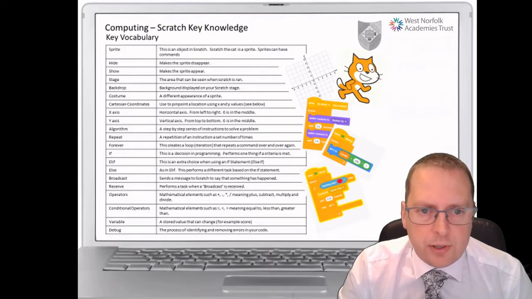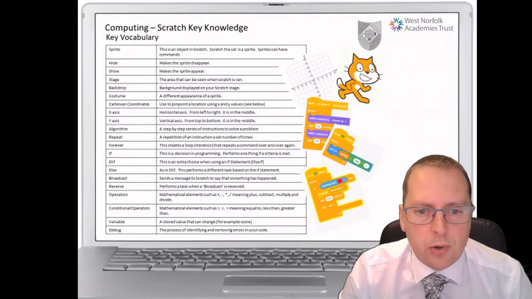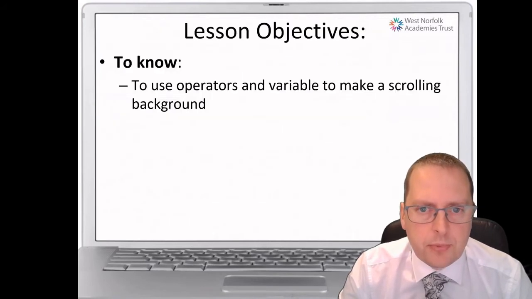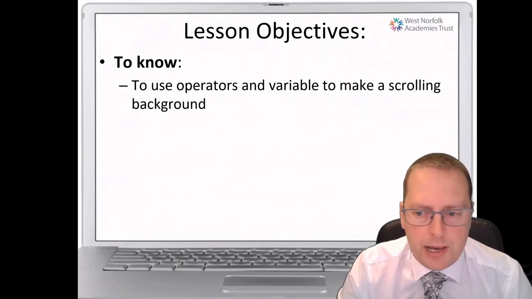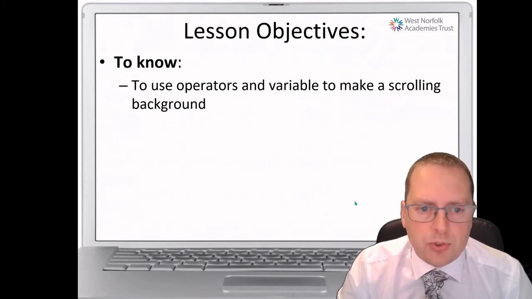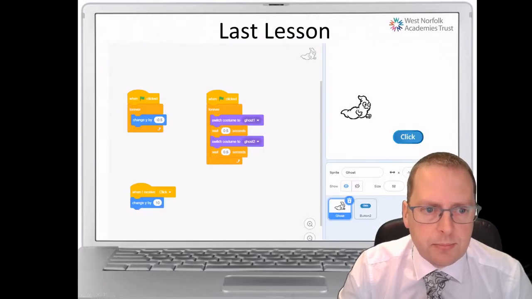So hopefully you've answered the questions from your ePortfolio for the knowledge recall, and the answers could have all been found in your knowledge organizer. Today we're going to look to use operators and variables to make a scrolling background, and we need to remember what an operator is and what a variable is, and we'll recap this during the lesson.